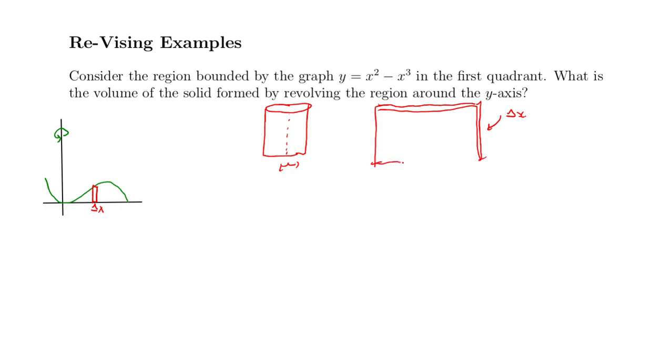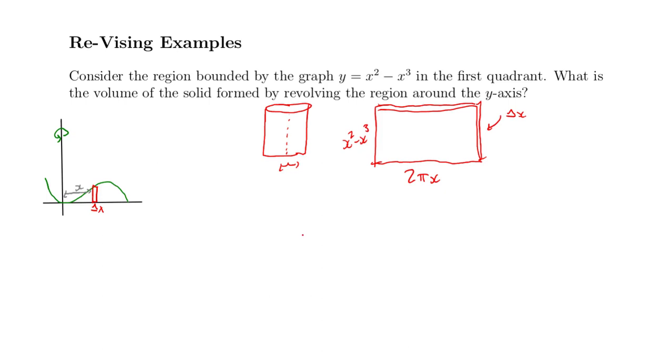The width of our rectangle, or the base of our rectangle, is the circumference of our cylinder, which we're going to need a radius for. This distance here is a horizontal distance. That's x. So that means our circumference is 2 pi x, and then the height of this thing is just x squared minus x cubed.